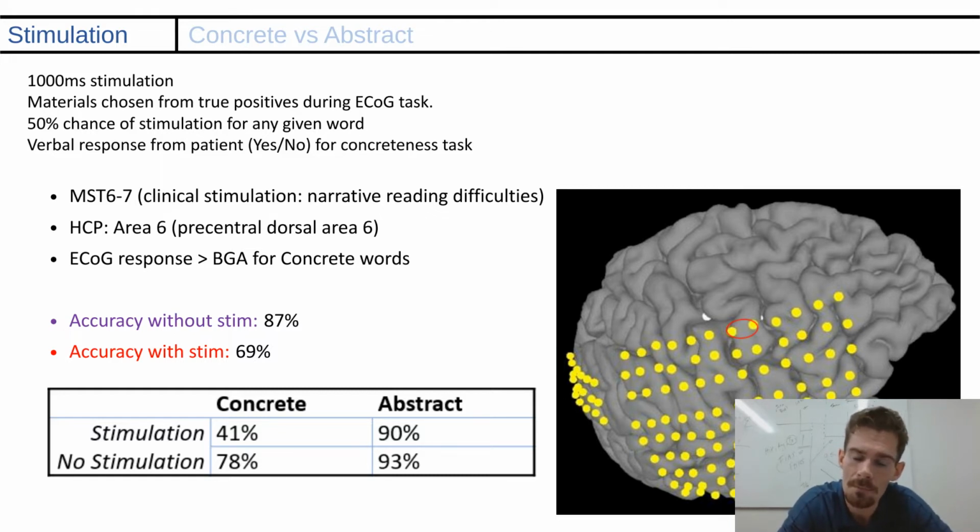So without stimulation, in other words, just during the task, the patient scored very well indeed, with an average of about 91.5% accuracy. But then during stimulation, the patient performance dropped considerably, and they performed at chance for concrete words, but not for abstract words.